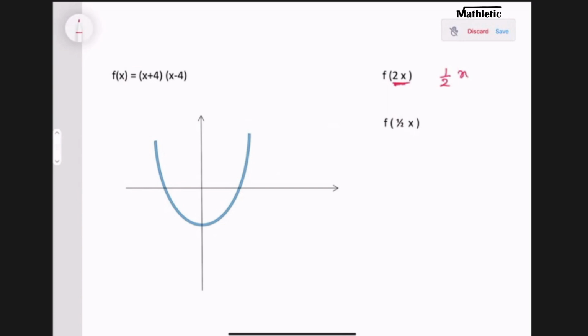Okay, and then again this one, suppose it's f of x, 2 into f of x, it means 2 into y, but as you can see the 2 is inside this bracket, so that's why it's actually changing. Suppose f of x, but now it's f of 2x, so you just changed the x coordinates. So half x.